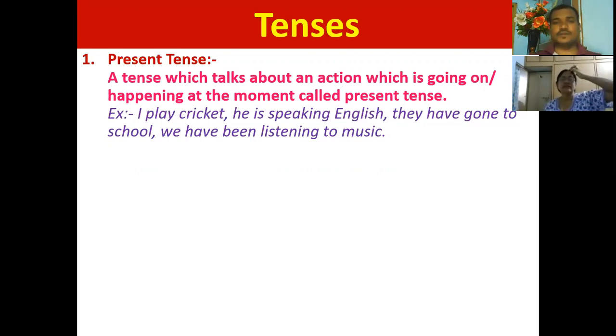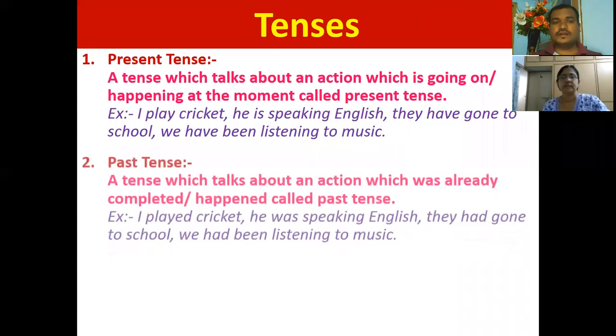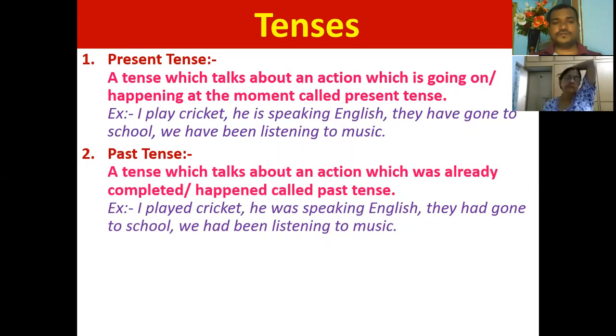So examples: I play cricket. He is speaking English. They have gone to school. We have been listening to music. If you observe all these 4 examples, we can understand simple present, present continuous, present perfect, and present perfect continuous. I have given 4 different examples with 4 different variations. Now, past tense. What does it mean? A tense which talks about an action which was already completed.